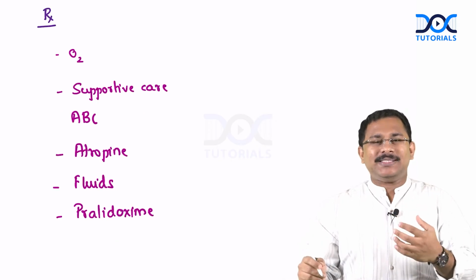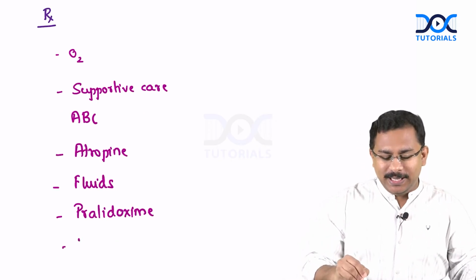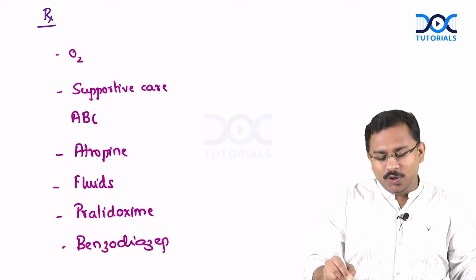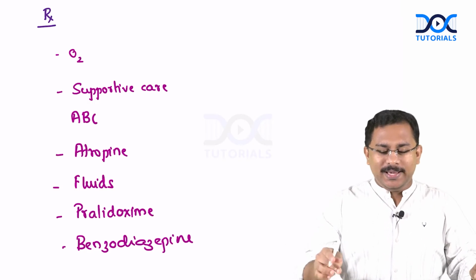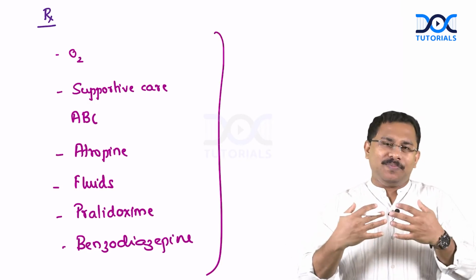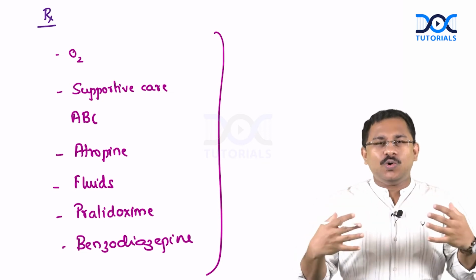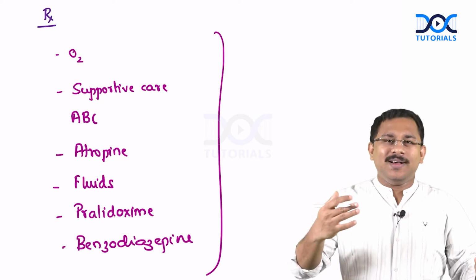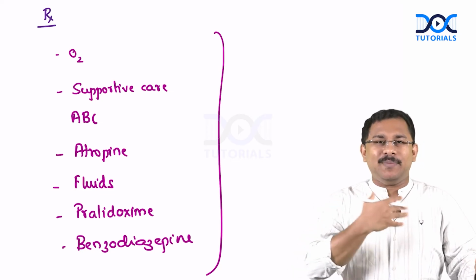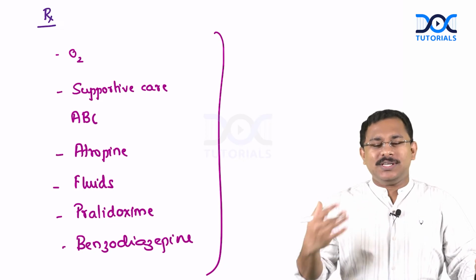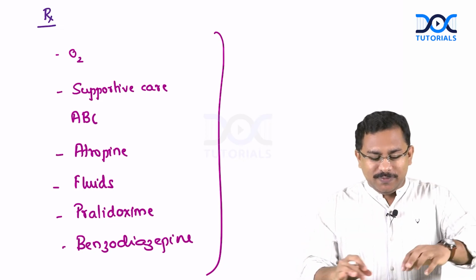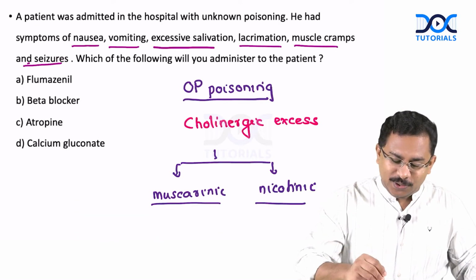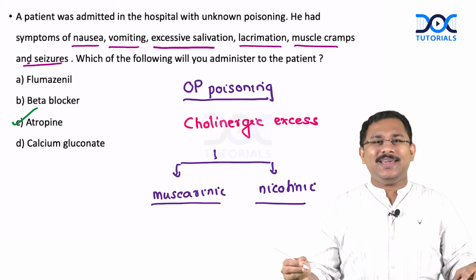And in case the patient develops seizures, you will give the patient benzodiazepines. Okay, so this is the part of the treatment. And also it goes without saying that all the clothes that the patient was wearing, you have got to remove them, because in case the chemical has contaminated the clothes, absorption can also occur via that. So that also you have got to remove. So for this question, you've got to administer atropine to the patient. So option C is going to be the answer.